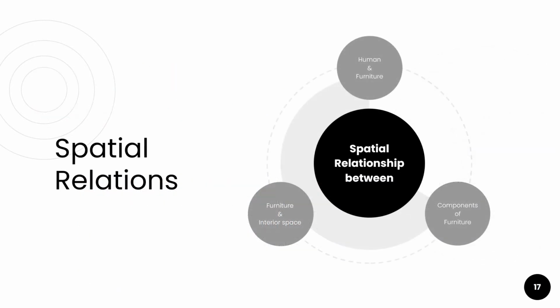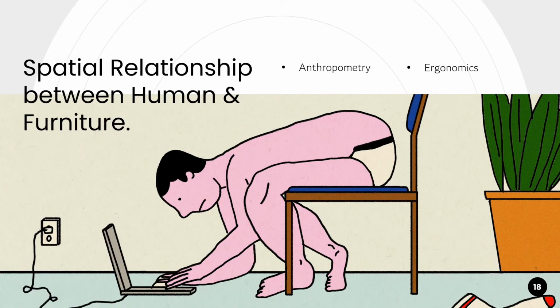Another subcategory for furniture spatial organization is spatial relations. It is discussed in three categories. The first addresses the spatial relationship between furniture and human. The second category addresses the spatial relationships between furniture and interior space. And the third talks about the spatial relationships between various components of furniture. Moving into the spatial relationship between human and furniture, it is discussed in two aspects, anthropometry and ergonomics.